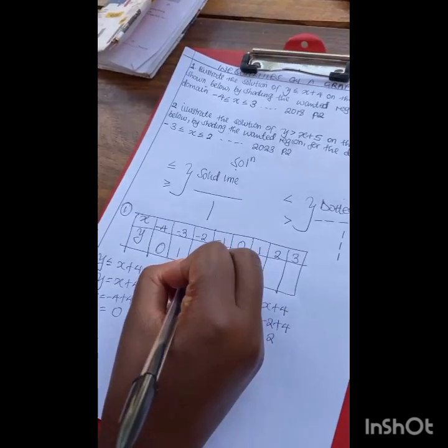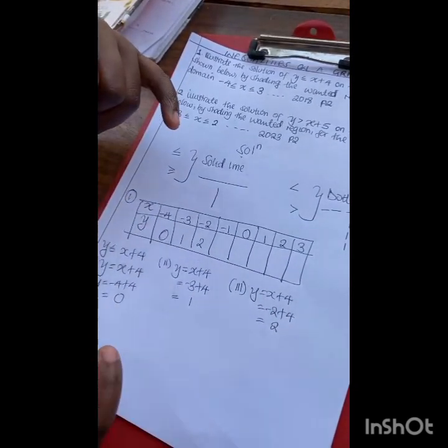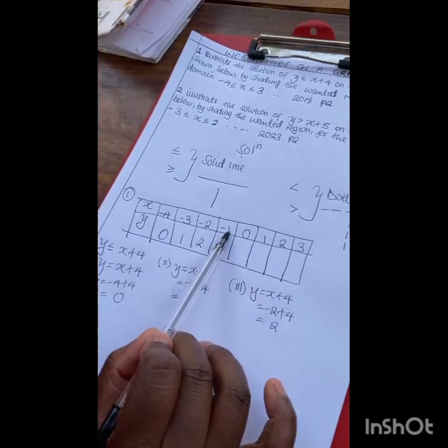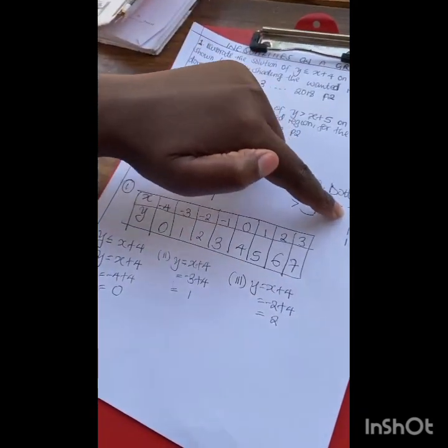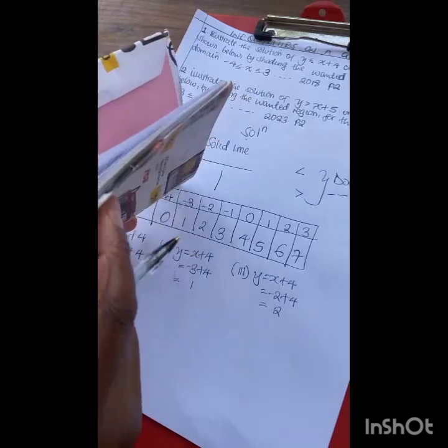+2. The next ones you already know the process, so you'll be doing it. Where there's x now, we put -1. What is -1 plus 4? Then you come up with the x and y values, and then you start plotting.